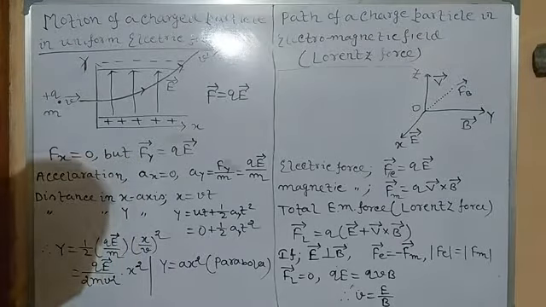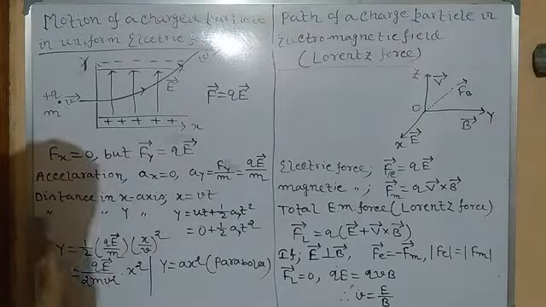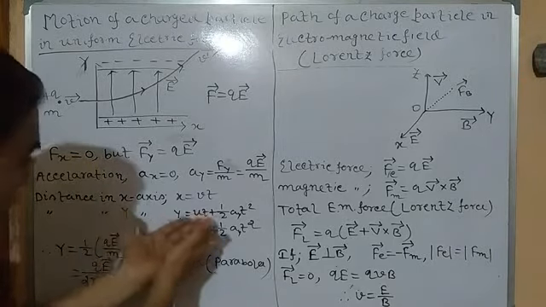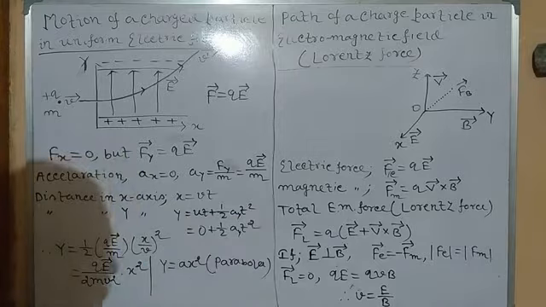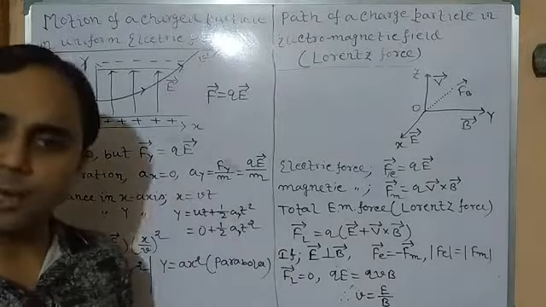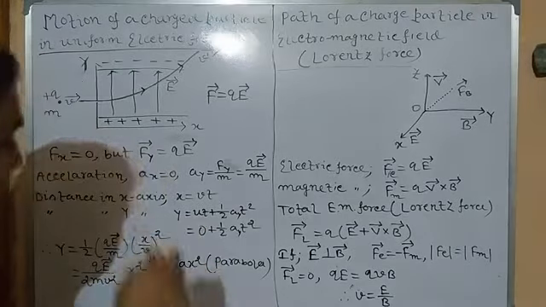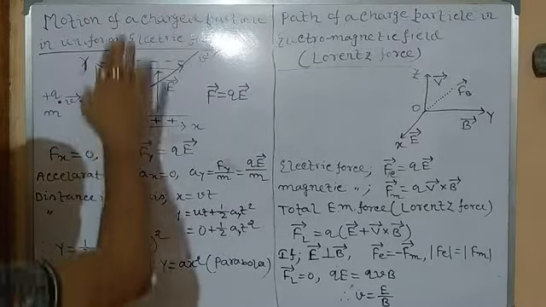Clear? Similarly, the distance along the y axis traveled by the particle is y equals u t plus half a t squared, using the equation s equals ut plus half at squared. Now since the particle has no initial velocity along the y axis, why?